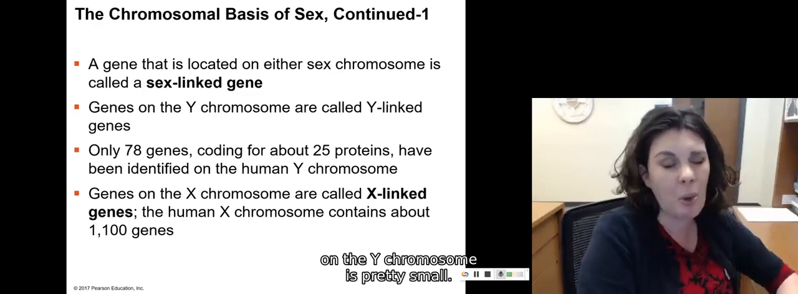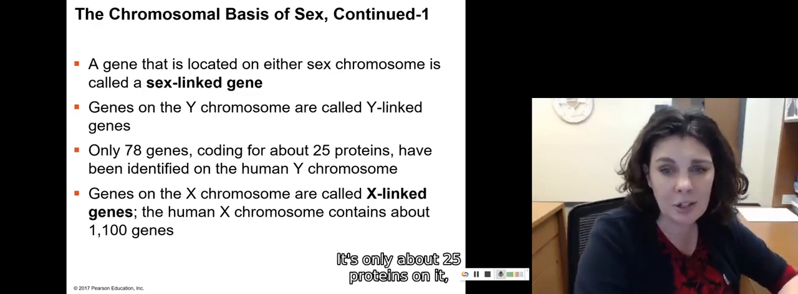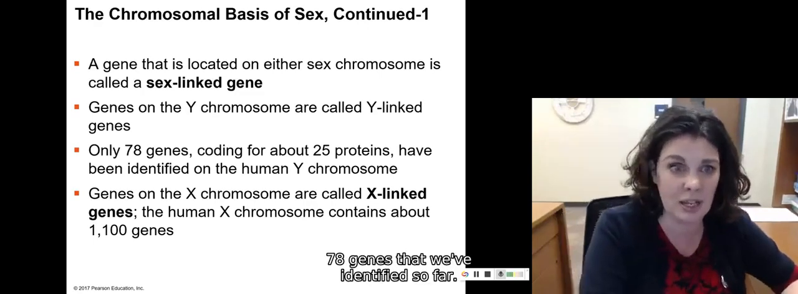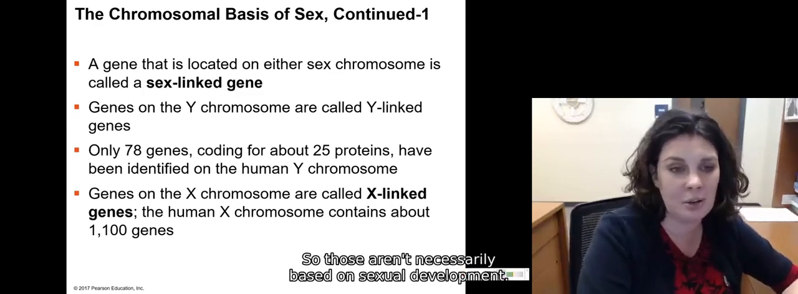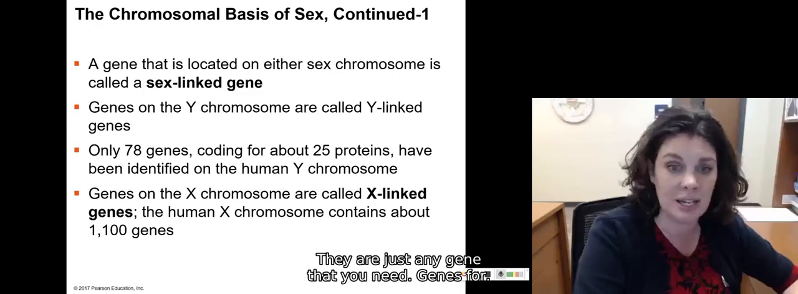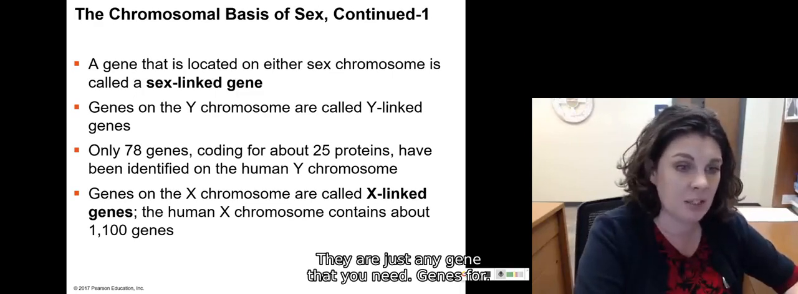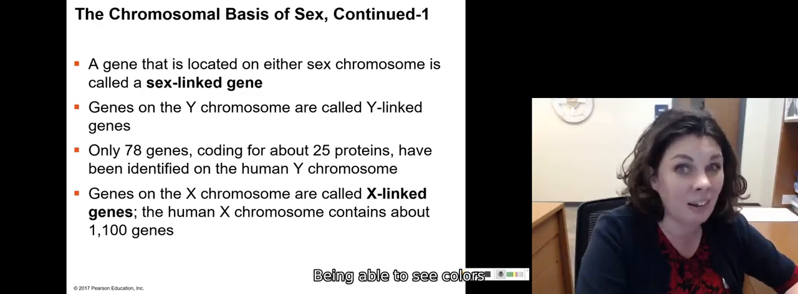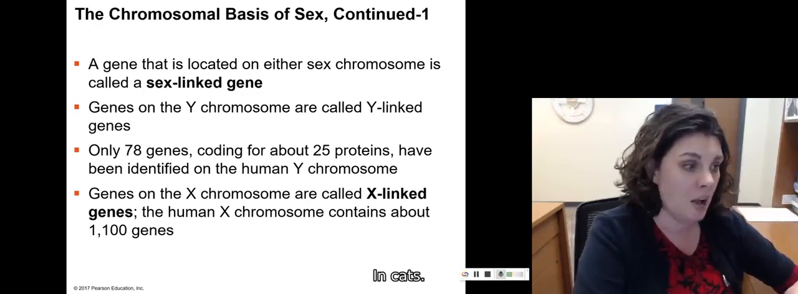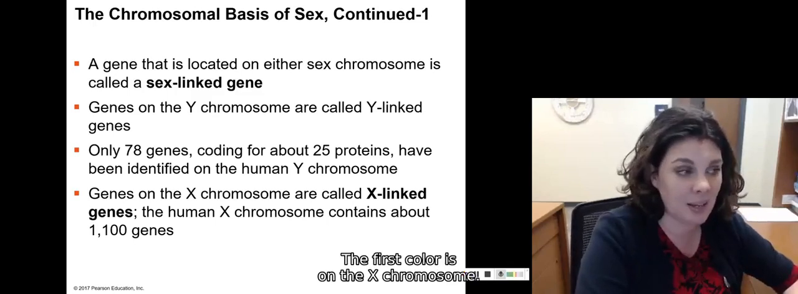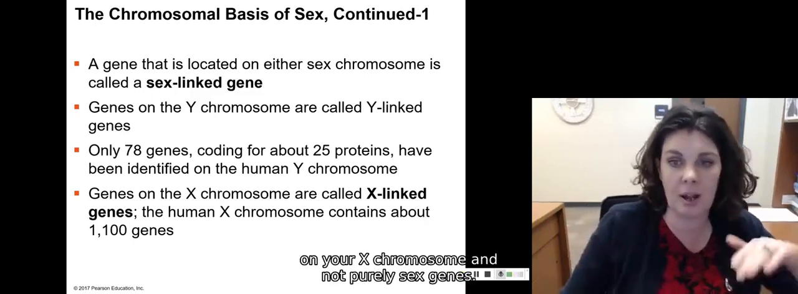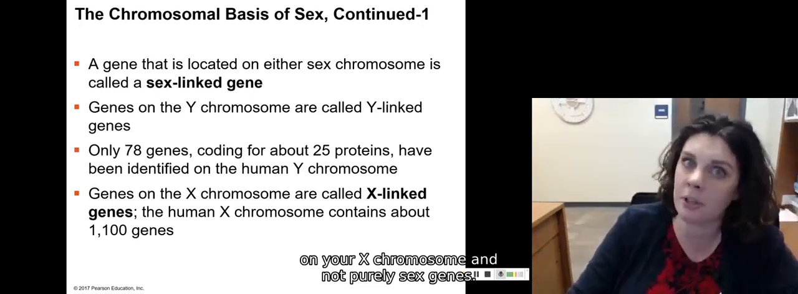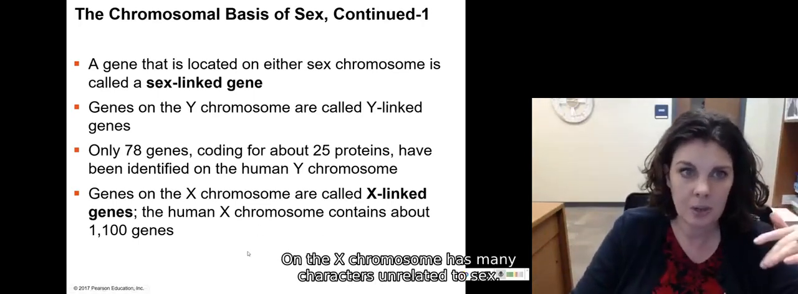called X-linked genes. The Y chromosome is pretty small. It's only about 25 proteins on it, 78 genes that we've identified so far. The X chromosome has about 1,100 genes, though, and those aren't necessarily based on sexual development. They are just any gene that you need. So genes for being able to see colors are associated with the X chromosome. In cats, the fur color is on the X chromosome. So lots of just normal genes are on your X chromosome, not purely sex genes.